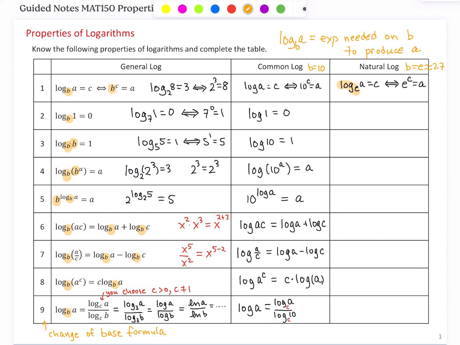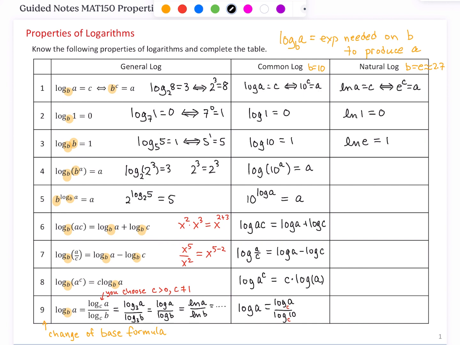Now log base e has a new notation though. We write ln. I like to use cursive when I write ln. So the natural log of a equals c implies that e raised to the c must be a. Property 2 would be log base e, which is the same thing as natural log, of 1 must be 0. Property 3 would be log base e, or natural log, of, and the argument you must write, and the argument must be e, and this will simplify to 1.